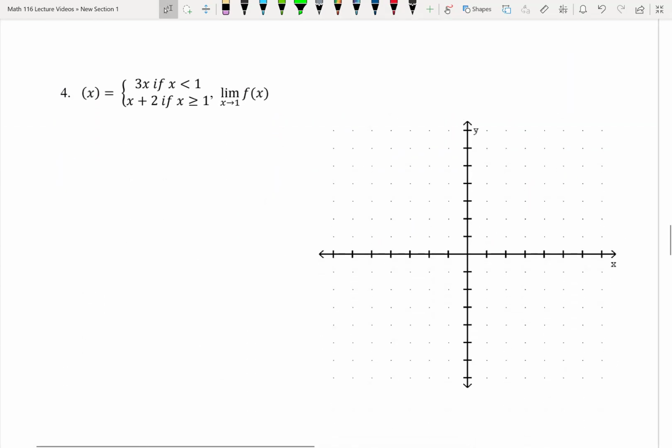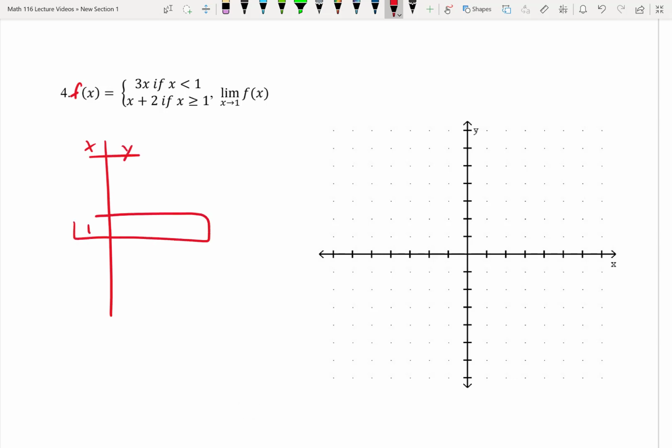Number 4 is a piecewise function, so we need to sketch. f of x is 3x if x is less than 1, and x plus 2 if x is greater than or equal to 1. So remember when we did this before, we point plotted, choosing values around the transition point.